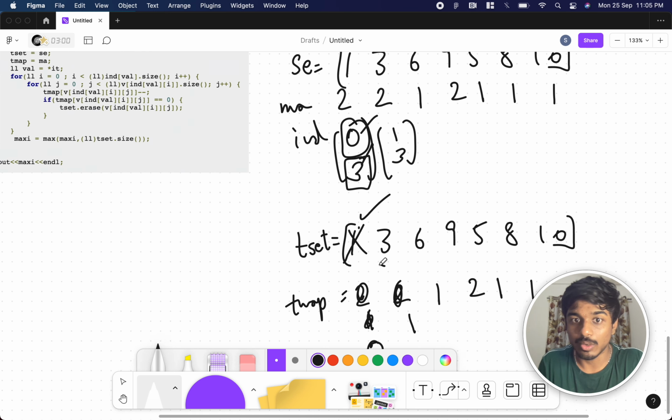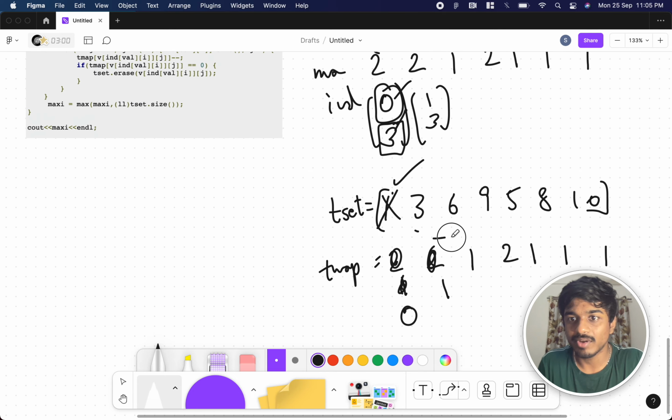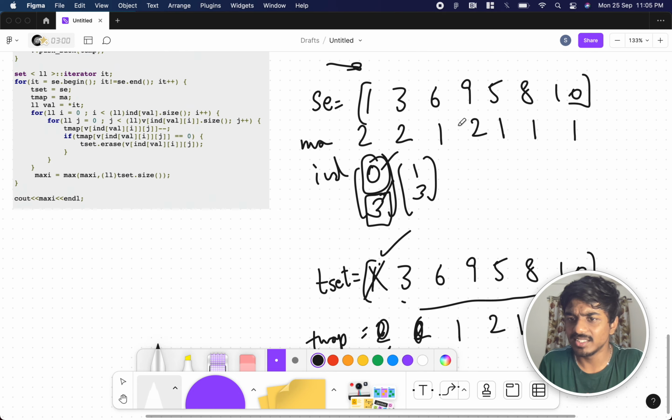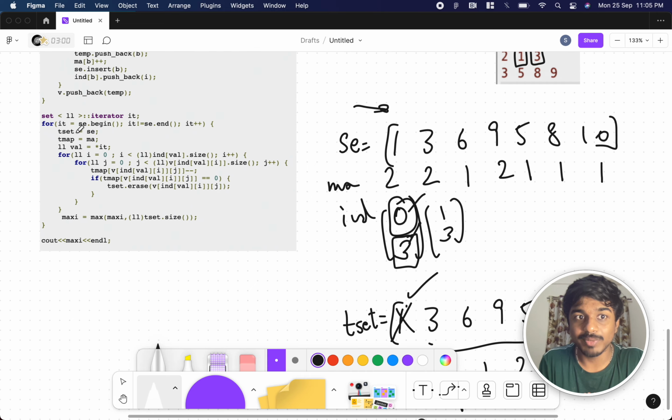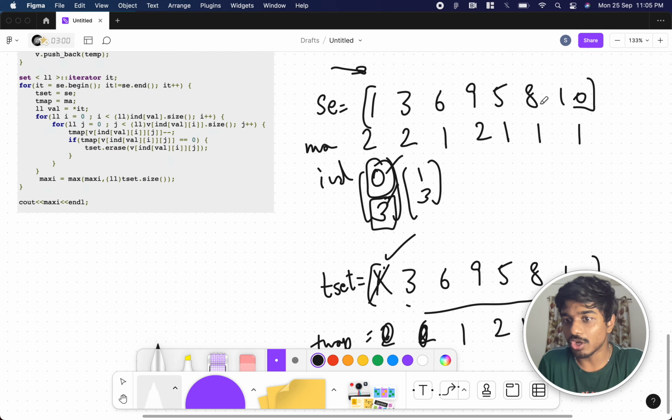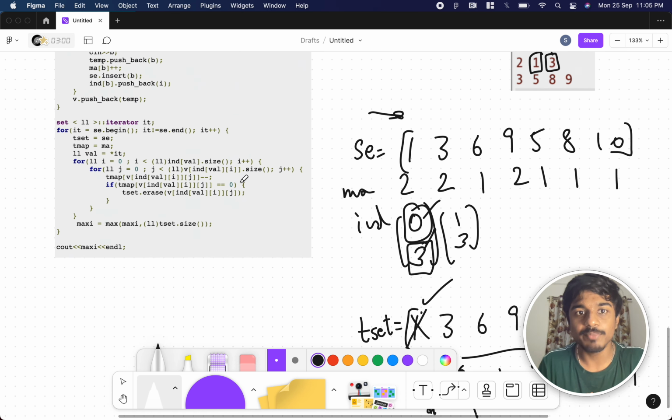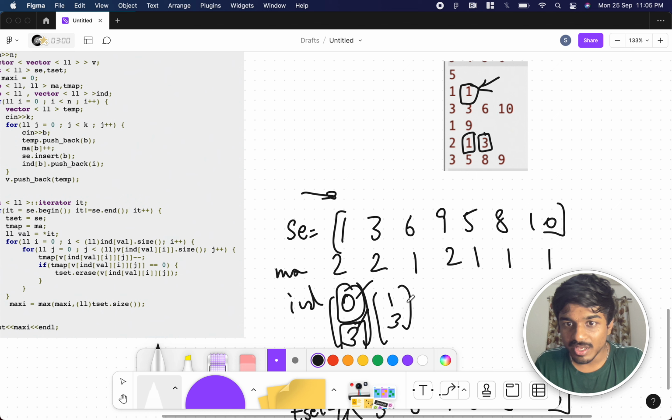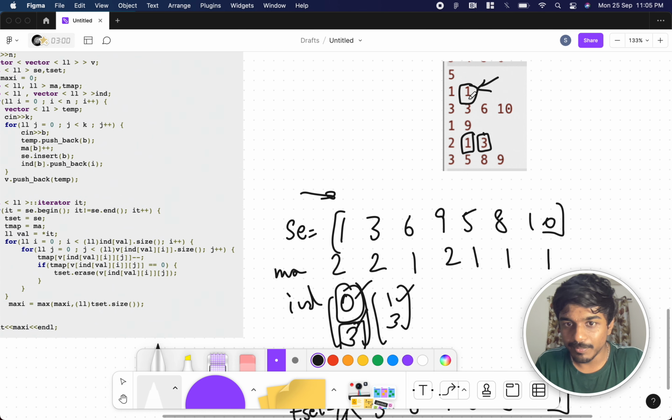Now what is the set size? Set size is 1, 2, 3, 4, 5, 6. All these numbers are the same. Now again it goes, but T set takes a new copy. I took the copy first, right? Similarly it takes a new copy again. T map also takes the new copy, and once we get the copy, we iterate through the first number.